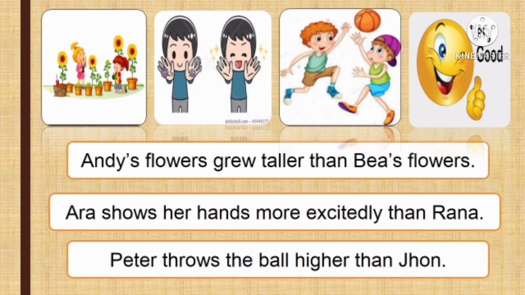Now let me tell you something about the pictures. Picture number 1. Andy's flowers grow taller than Bea's flowers. I assume that the girl wearing the red shirt is Andy and the other girl is Bea. In picture number 2, the girl who has a big smile is Ara and the other girl is Rana. Ara's hands are clean. That is why Ara shows her hands more excitedly than Rana. In picture number 3, the curly boy is Peter and the other boy is John. Peter is happy, maybe because Peter throws the ball higher than John.